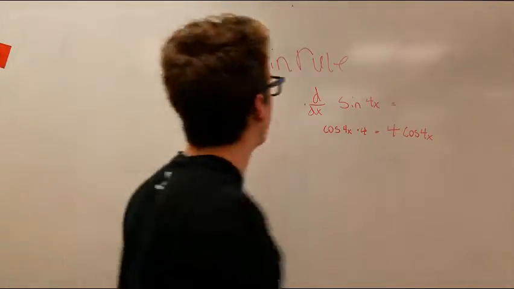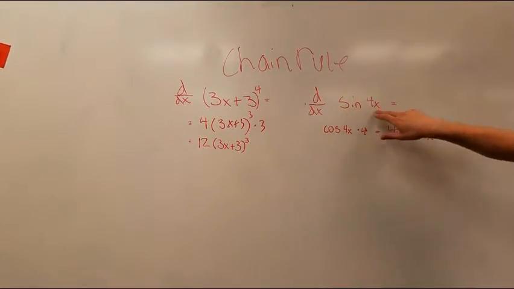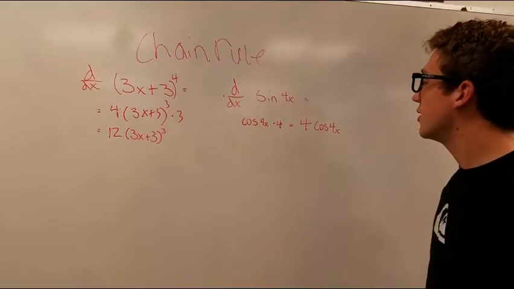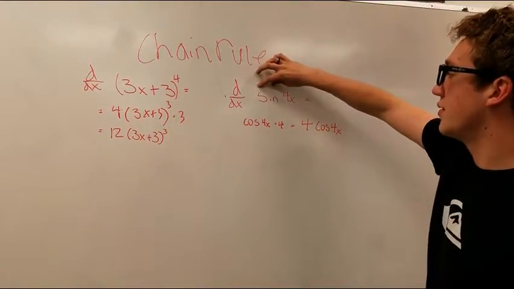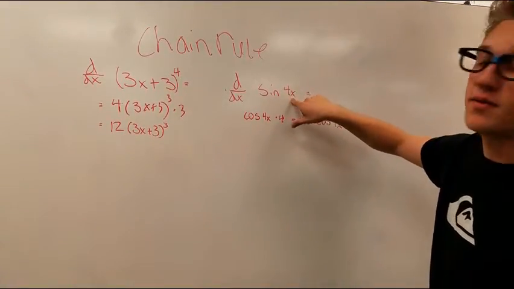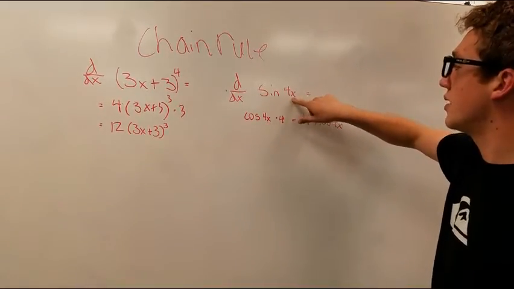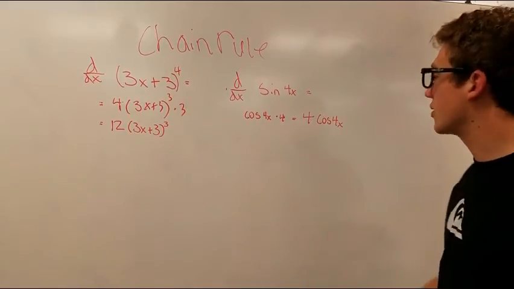And it also applies to sine. So if you have sine 4x, basically anything other than just x in the middle, you do the derivative of the outside. So you do the derivative of sine, which is cosine, with the inside left alone, so cosine 4x, times the derivative of the inside, which is 4. So you get cosine 4x times 4, which is 4 cosine 4x.